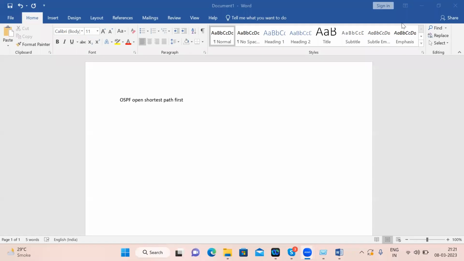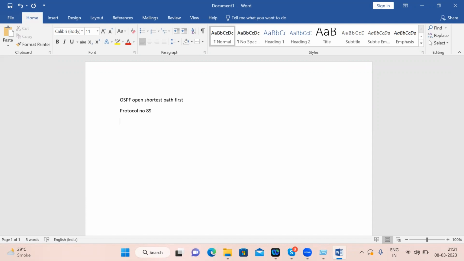Okay. So this is the third dynamic protocol which we are learning today, and that is OSPF, Open Shortest Path First. Can anybody tell me what is the protocol number for OSPF? 89, sir. Very good.